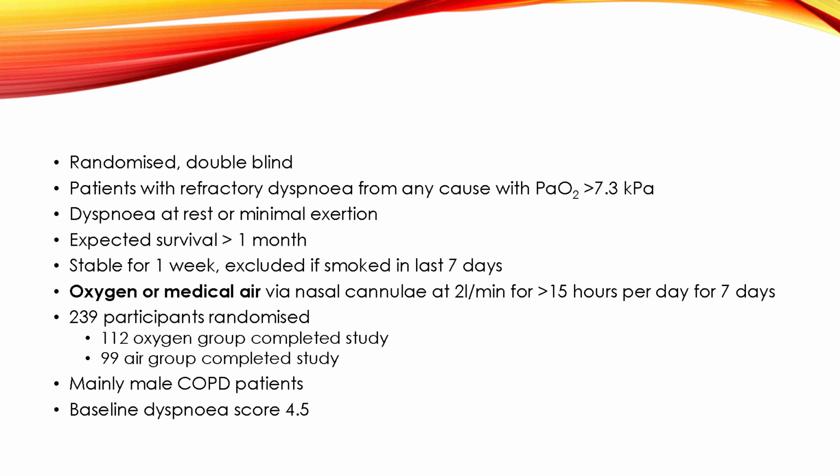They randomized 239 participants over a number of sites, so around 100 in each group completed the study. They turned out to be mainly male COPD patients because they're the ones who are most stable and so most easily able to enter a clinical trial. And the baseline breathlessness score was 4.5 on a numerical rating scale of 0 to 10, and that's about average for breathlessness studies. When you look at the morphine studies, the baseline dyspnea score is usually around 5.